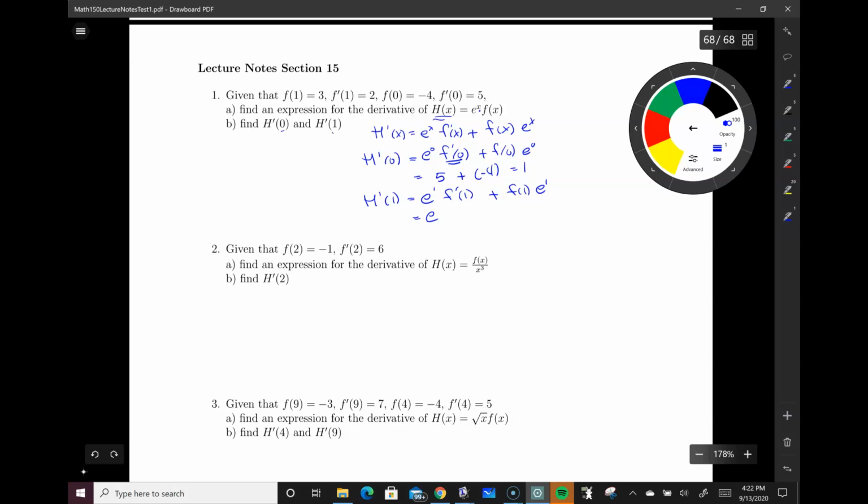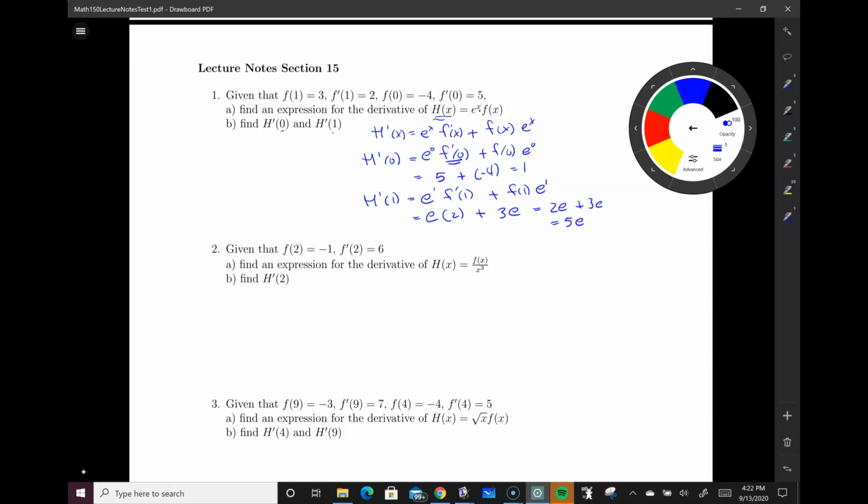So that's e, which is just a number. f prime of 1 gives me 2. f of 1 is giving me 3e. So let me just rewrite this. So I have 2e plus 3e, so that's 5e. Do not use a calculator to figure out the decimal answer for that. That's how I want to leave it.